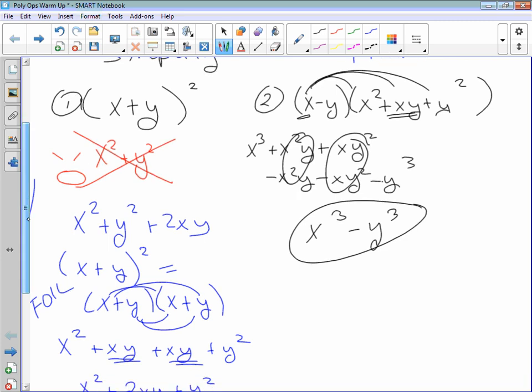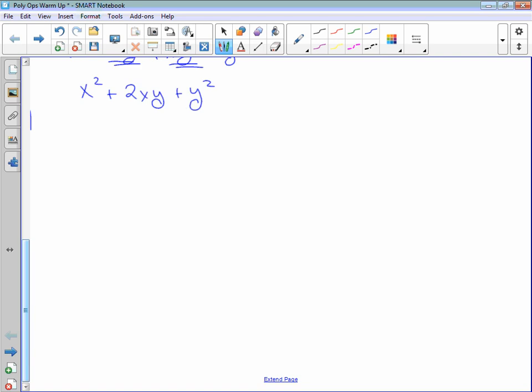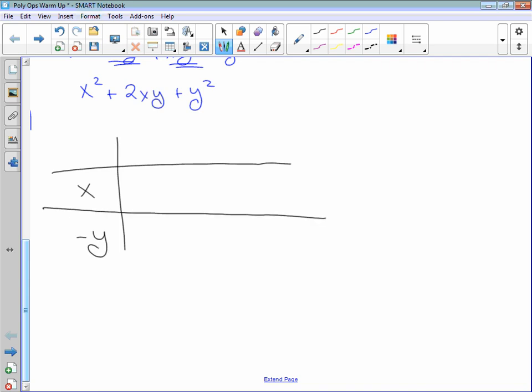This is what some teachers call the box method. It's especially helpful when you have longer polynomials, a trinomial times a trinomial, binomial times a trinomial. Set it up like this. In this corner we had x minus y, right? And then the trinomial was x squared plus xy plus y squared. So it's x minus y times x squared plus xy plus y squared.